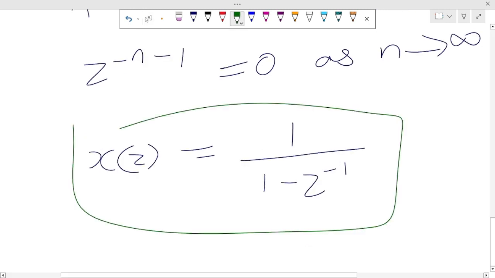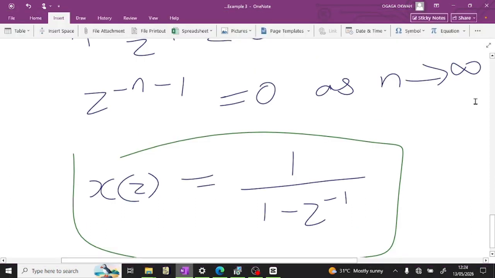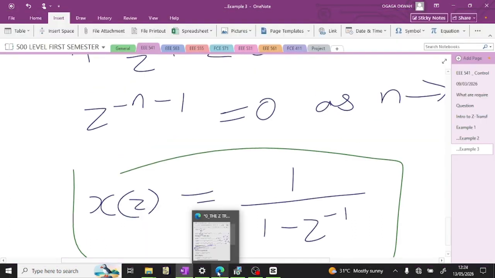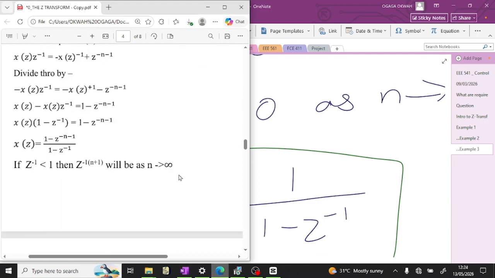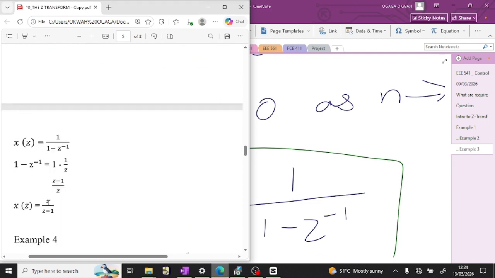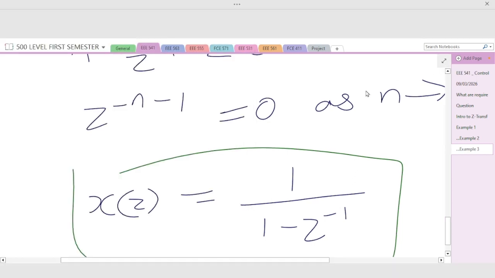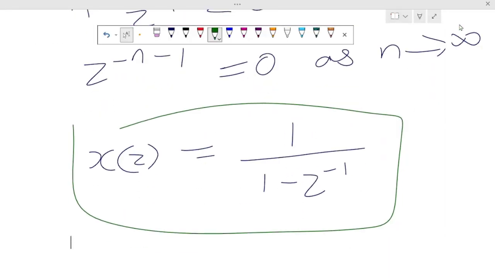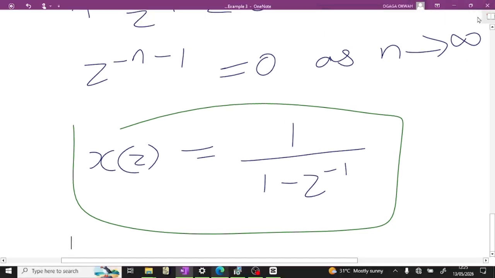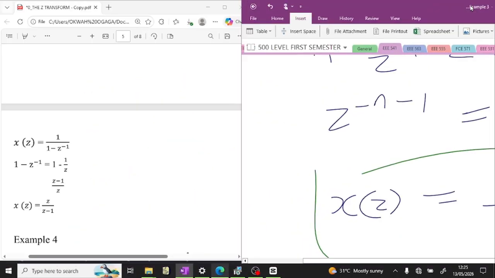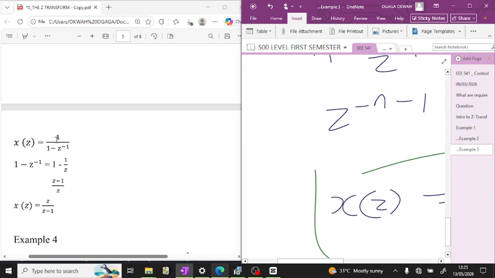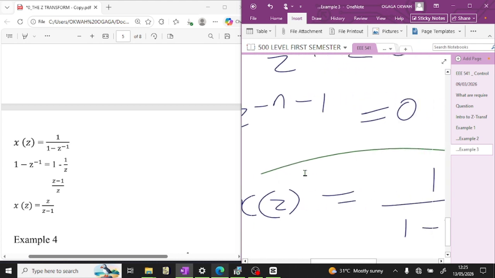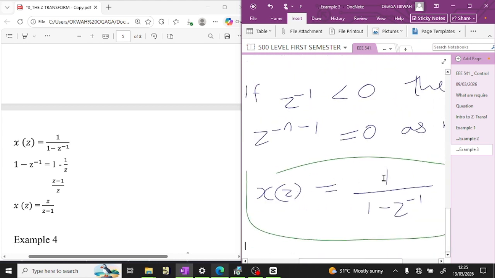Okay, so let's go check. I confirm. Yeah, x of z equals z. Are you kidding? Okay. Aha. So this is where, hold up, this is where we are. X of z equals 1 over 1 minus z to the power minus 1, which is what we have here. Okay, what we have here.